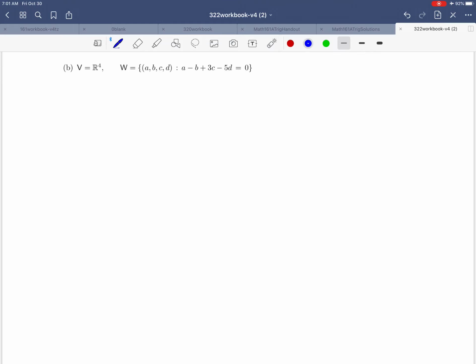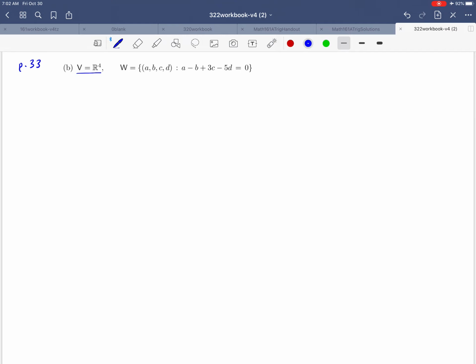Welcome back, everybody. We are looking at Part B of Exercise 1 on page 33 in the workbook here. The instructions on this exercise are the same as in the previous video. They're giving us a vector space V, in this case R4, and a subspace W, and they'd like us to find a basis for the subspace W.